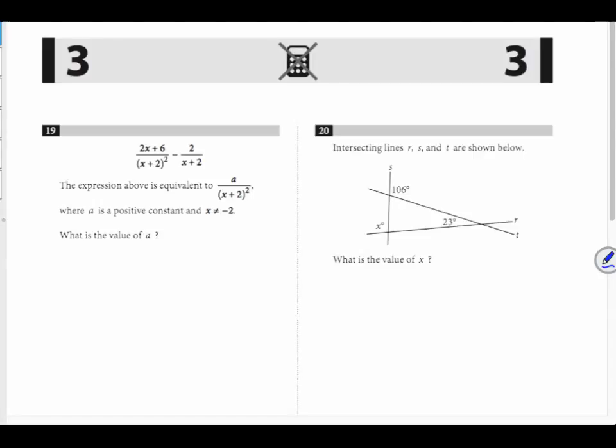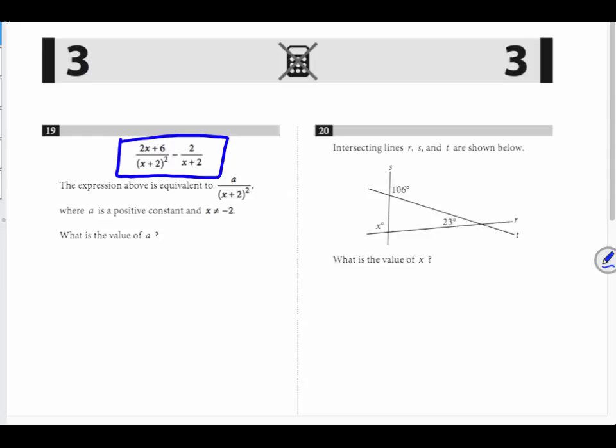All right, so this expression above here is equivalent to a all over x squared, the quantity x plus 2 squared, where a is a positive constant and x cannot equal negative 2. What's the value of a?